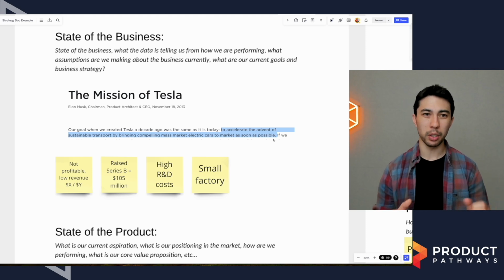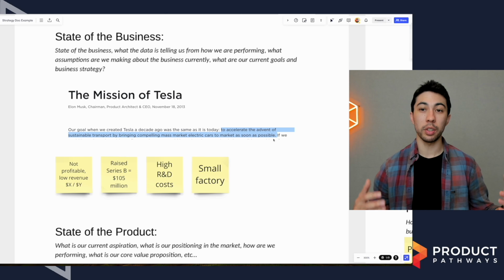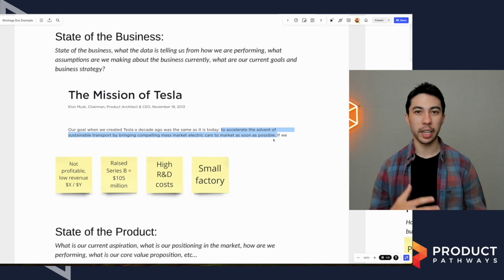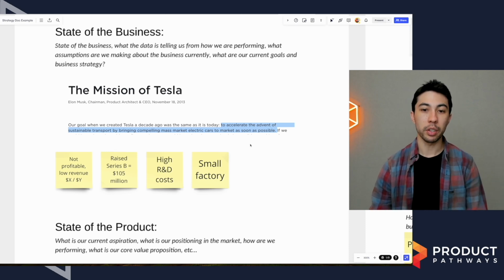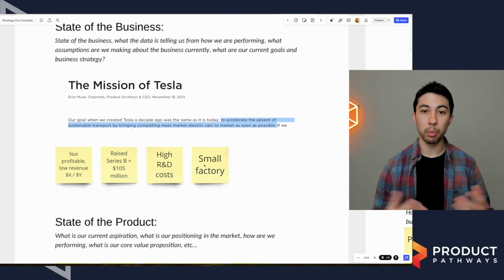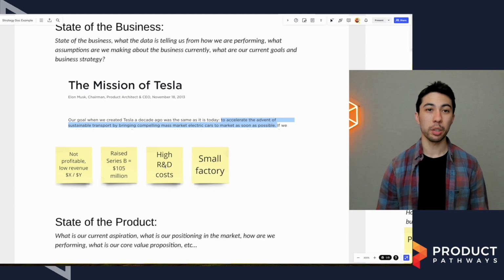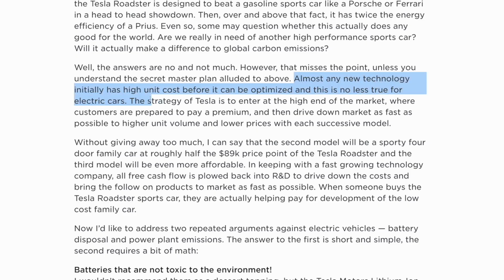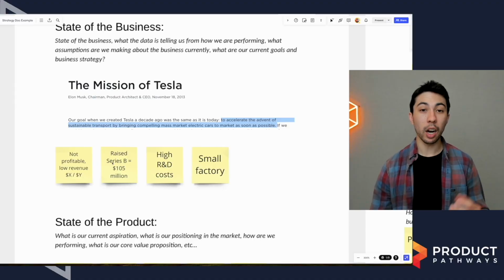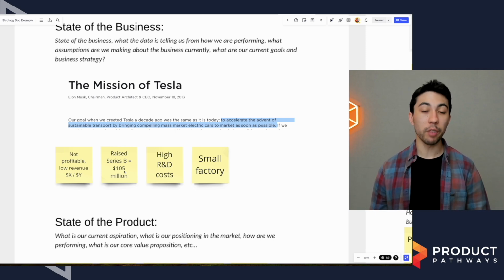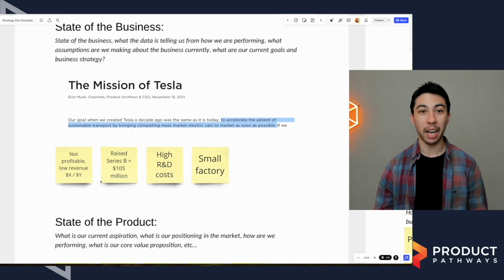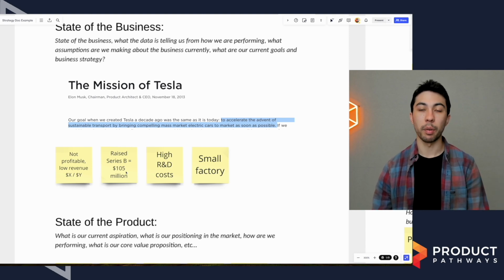So I think this is an important element to bring into the context when you think about the state of the business. The question is, what are the business goals? What is the business vision? What is the business strategy? Now, obviously, we don't have full insight into all those other elements, but the things that were immediately obvious were that they were still small. They were a small factory, a small company. They had a high R&D cost because they're dealing with new technology, which is something that Elon talked a lot about in that blog post. They raised $105 million in Series B, which I think was across 4 funding rounds. They weren't profitable. Their revenue was low, but they did have a substantial amount of Series B funding. So this was about 2006, and this is where they were sitting from a business point of view.